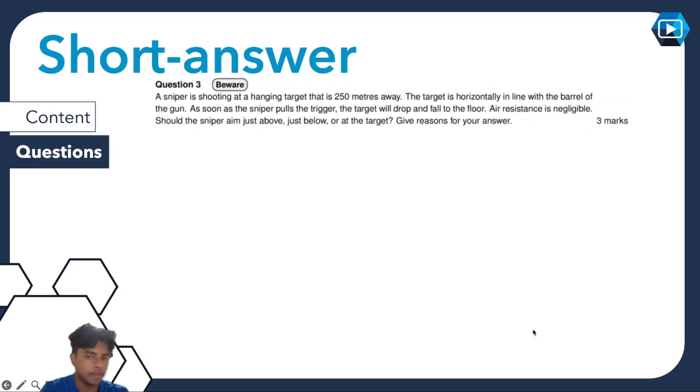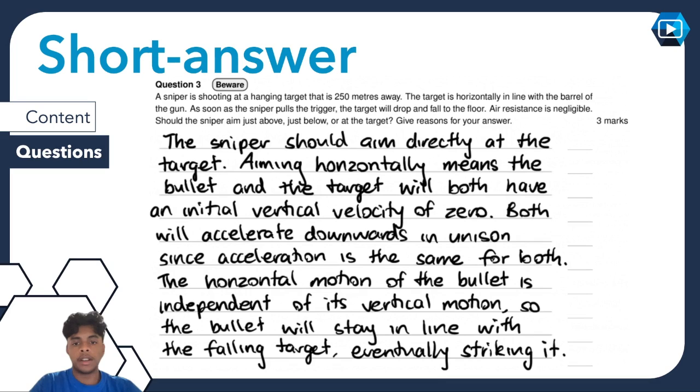The next question asks, a sniper is shooting at a hanging target that is 250 meters away. The target is horizontally in line with the barrel of the gun. As soon as the sniper pulls the trigger, the target will drop and fall to the floor. Air resistance is negligible. Should the sniper aim just above, just below, or at the target? Give reasons for your answer. Okay, so this is relating to projectile motion again, because as soon as that bullet leaves the gun, it's considered a projectile. So all the properties of projectile motion we discussed would apply here.